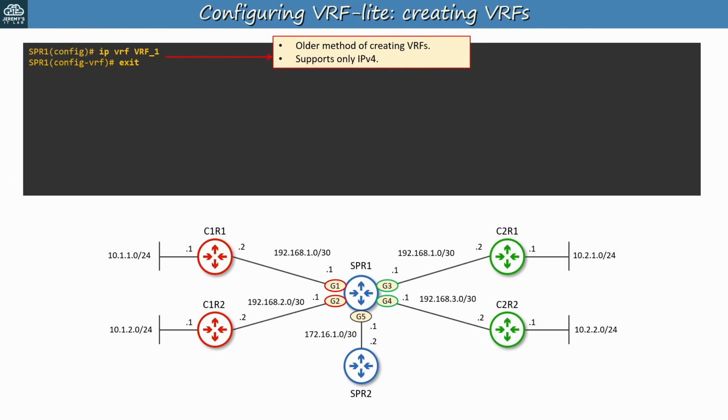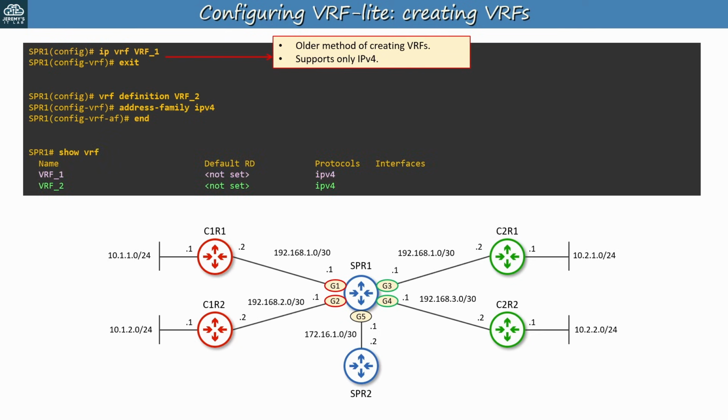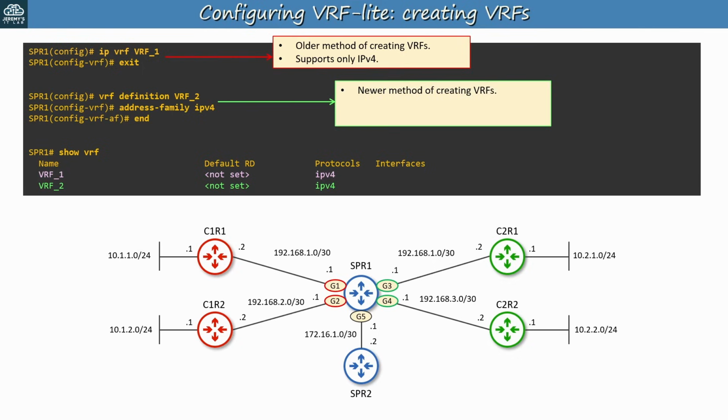That's fine in this case because this network only uses IPv4, but on modern devices, you should use a newer set of commands. To create VRF2, I used the command vrf definition vrf2, and then address-family ipv4 to specify that this VRF will use IPv4. I then used end to return to privileged exec mode. So this is the newer method of creating VRFs. It supports both IPv4 and IPv6, and you should probably use this on modern devices instead of the older command. In fact, if you want to use IPv6 in your VRFs, you'll have to use these newer commands.